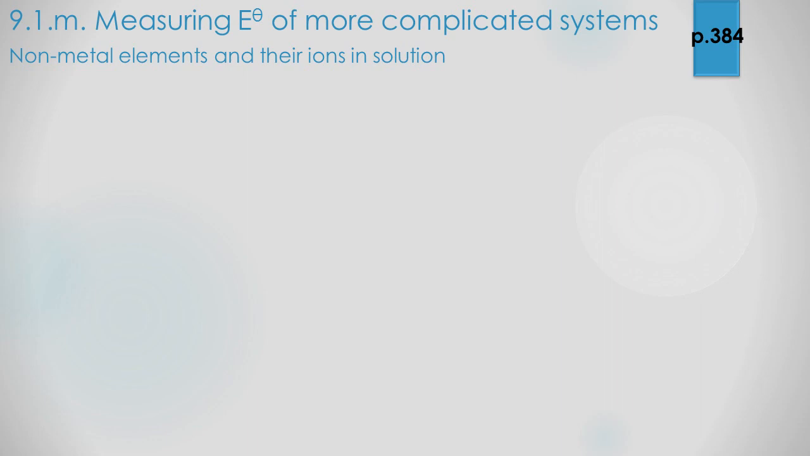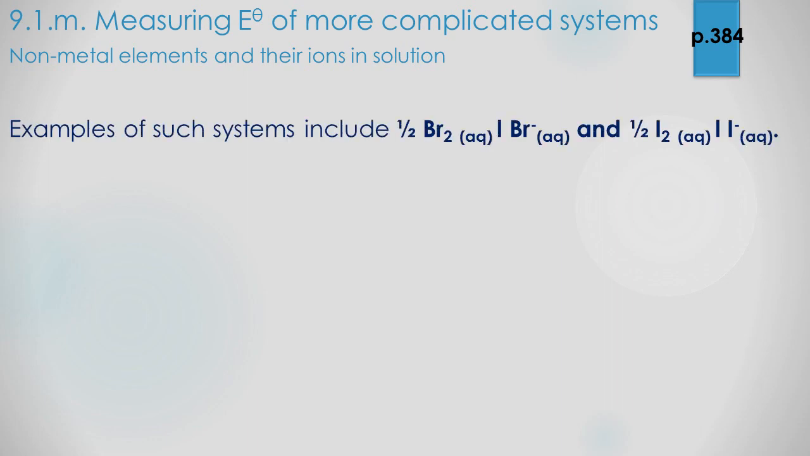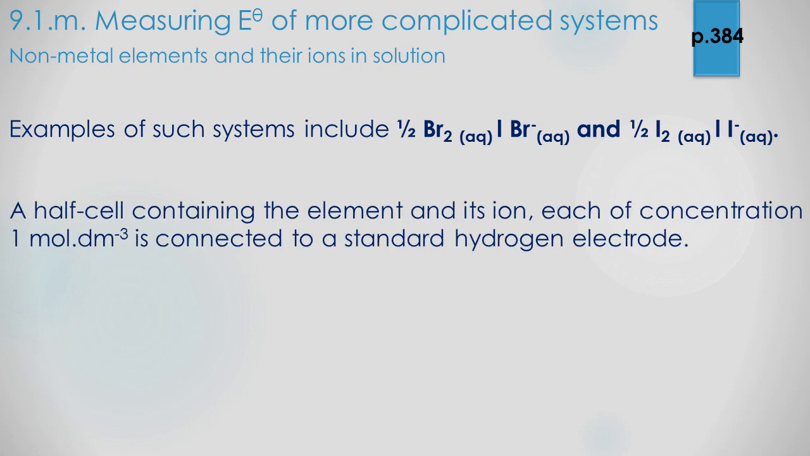Now, how do we measure the E0 of more complicated systems, like nonmetals and their ions in solution, such as Br2 and Br minus, iodine and I minus? In these cases, just like in the H2/H plus couple, we don't have a metal to conduct the electricity, so we need the platinum electrode, the platinum metal, just to ensure the flow of the electrons through the cell.